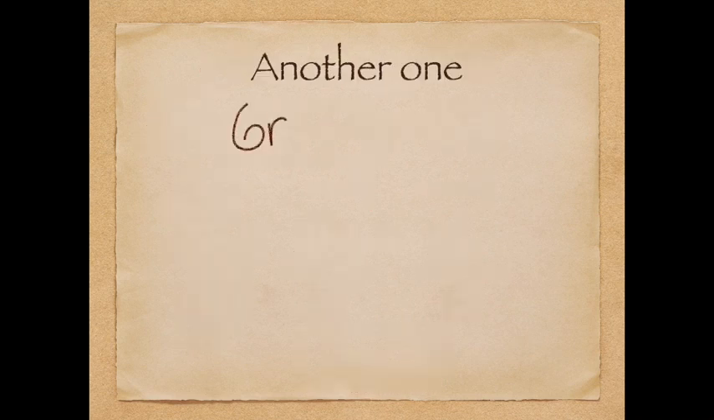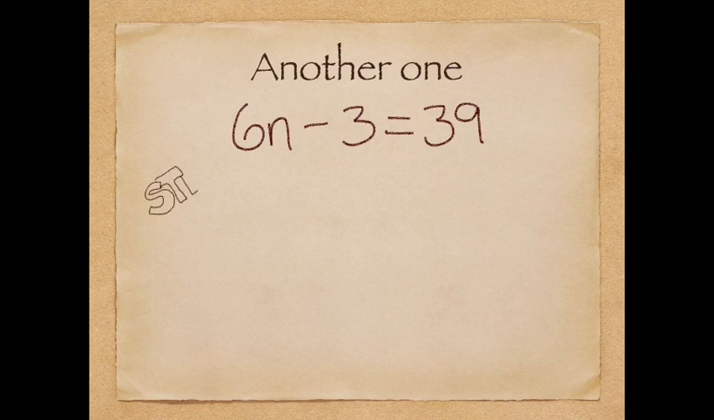All right, so let's try a second one. This is 6n minus 3 equals 39. All right, so the first thing I'm going to notice is that these are not alone and that I'm going to need to try to isolate them.